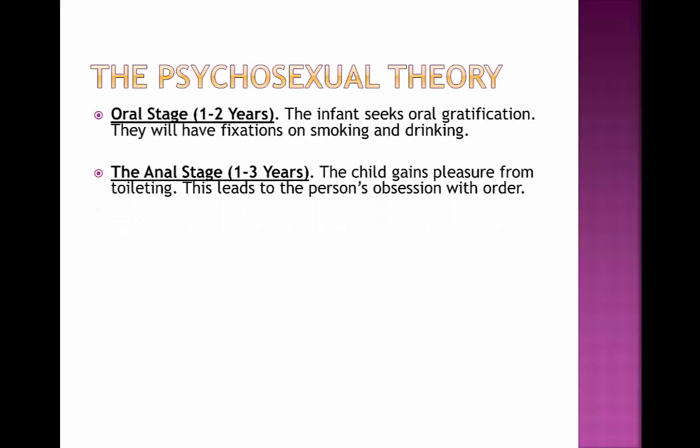The anal stage happens between 1 and 3 years. Here, the child gains pleasure from toileting and toilet training. This would lead to the person's obsessions with order and controlling emotion when they're much older.